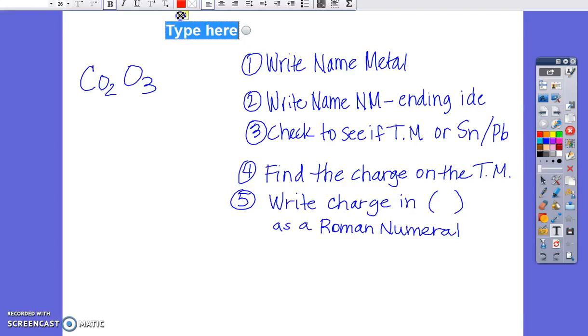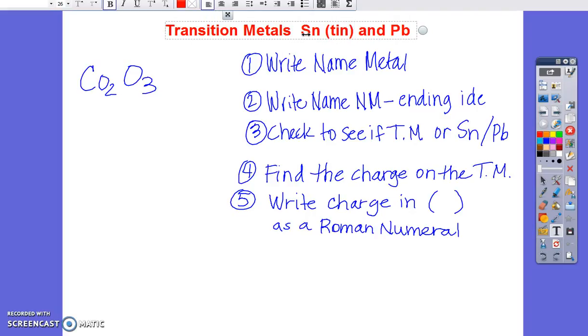So I'm just going to type that up here, where transition metals, we said yesterday, are in the D block. And we have two other metals. They are not in the D block, they're in the P block, and we want to look at Sn, which I know is tin. And I want to look at lead, which we all know, we think of peanut butter. These guys have to also have Roman numerals. So please pause the video now and write down these 5 steps, and then write this example, and we're going to use this.